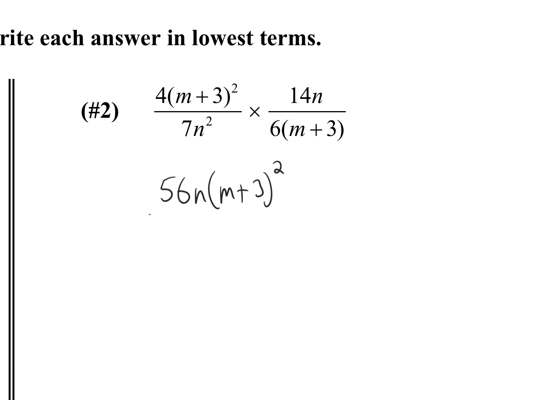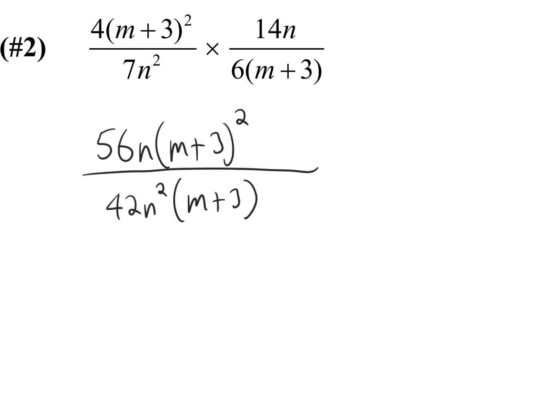On the bottom, we have 7 times 6, which is going to be 42. N squared times n plus 3. All right, now why don't you see if you can factor and see if you do any canceling here? Give it a try. All right, what number goes into 42 and 56?